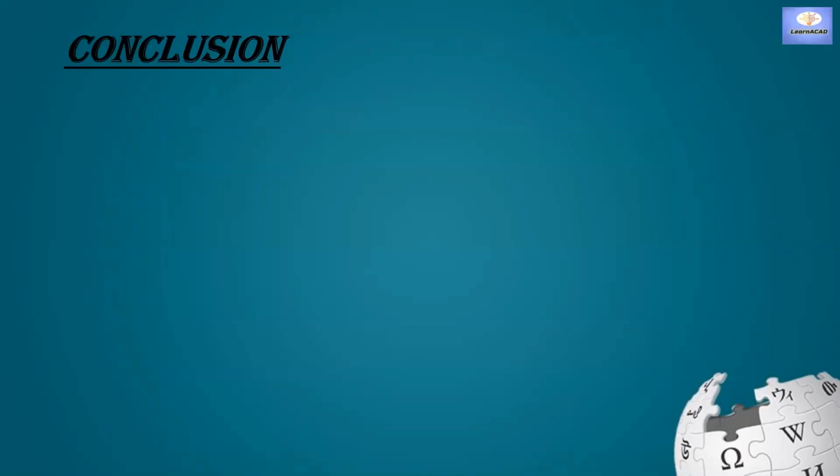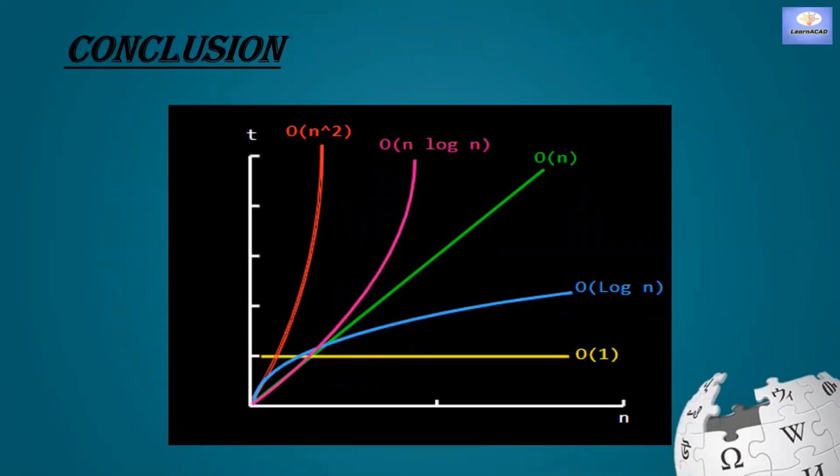Here is the conclusion graph of all those four complexities. A comparison of the first four complexities might let you understand why for large datasets we should avoid quadratic time and strive towards logarithmic and linearithmic time, as you can see in this graph.